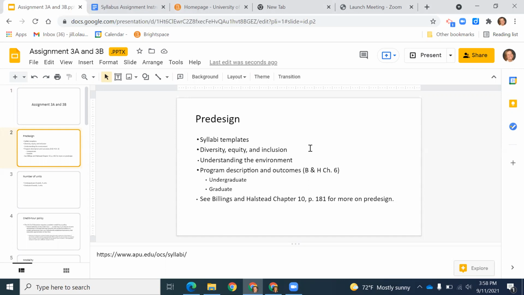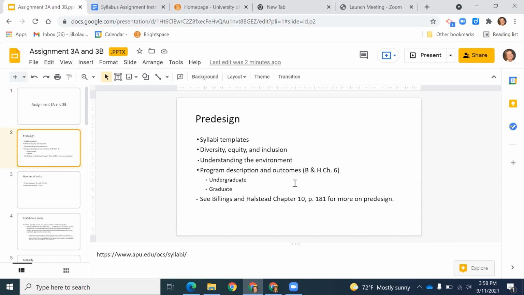And then you were also to look at your university or school that you were developing a course for and get an idea of the context your course would be taught in, how many students were there, what type of programs, what type of student body was there, etc. And then you were to put the program description and outcomes into your syllabus, into your two syllabi.